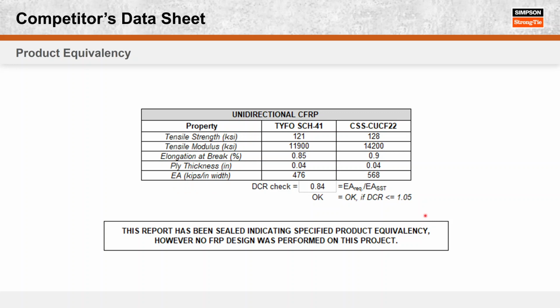The limit DCR should be 1.0. Oh yeah, we changed that, right, from the product equivalency. It's an old image maybe. Good catch. Nice one. So that should be 1.0. Thank you.